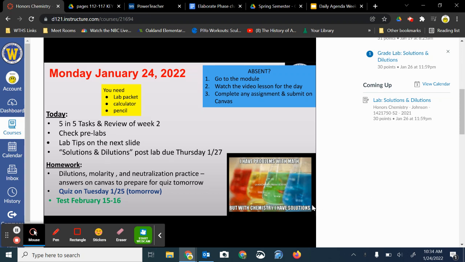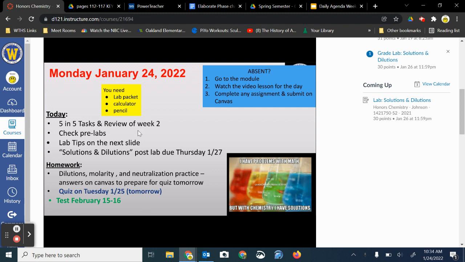Today is Monday, January 24th, and here's our plan for the day. We're going to do a review of week 2 before we check our pre-labs for today's labs, and then we'll go over the lab tips on the next slide, and then do the dilutions and solutions lab, which is due on Thursday.